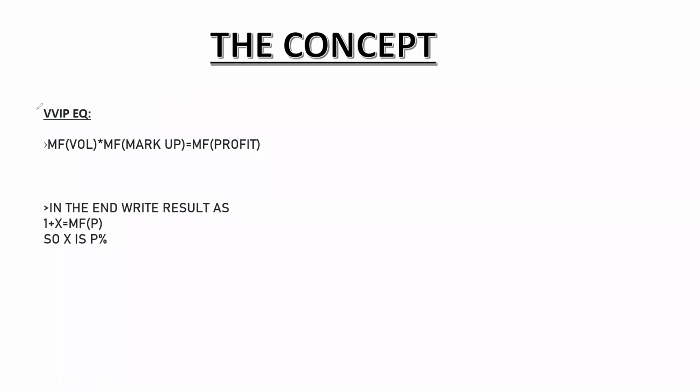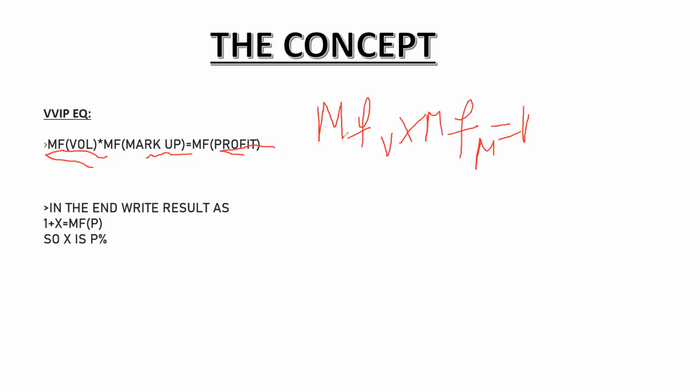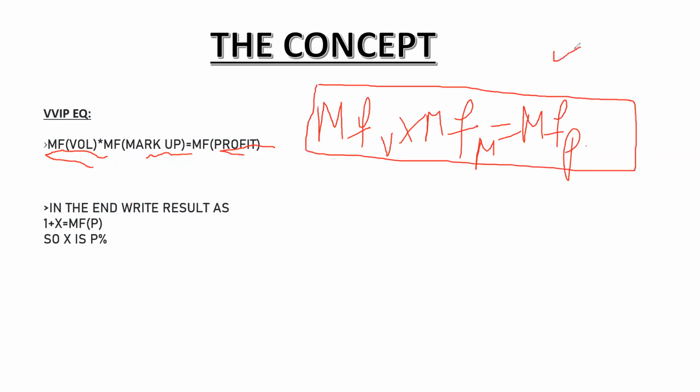This equation is super important. VVIP equation. Let me tell you about that equation. The equation is: multiplying factor volume into multiplying factor markup equals multiplying factor profit. What does this mean? This will be more clear when I explain it in the question. I'll be explaining this equation in the next slide.